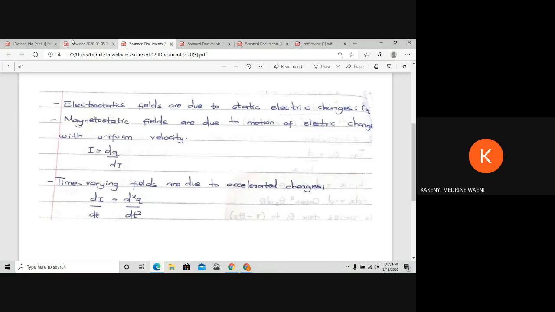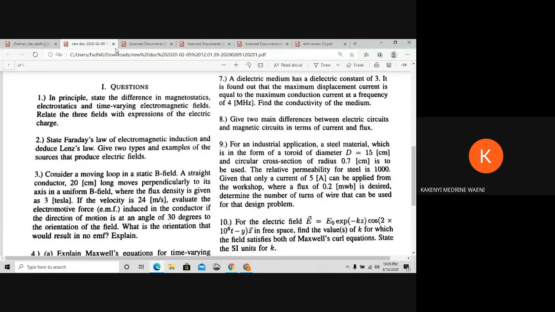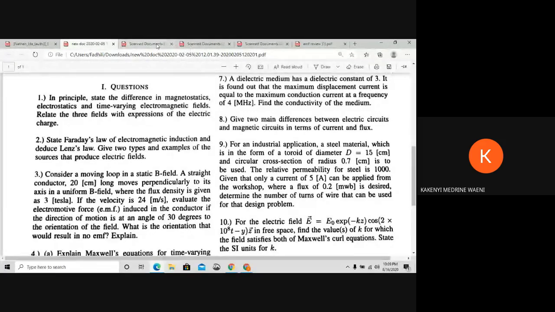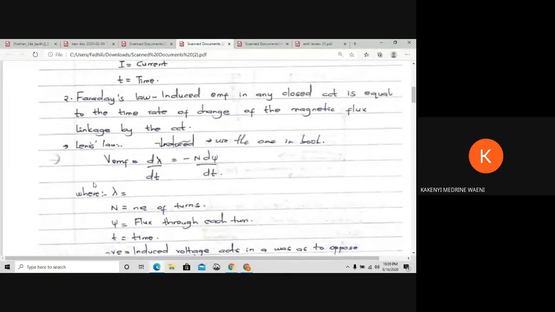Then number 2: state Faraday's law and deduce Lenz's law, and give examples of the sources that produce the electric field. That one is here. Faraday's law states that the induced EMF in any closed circuit is equal to the time rate of change of the magnetic flux linkage by the circuit. And Lenz's law states the induced voltage acts in a way as to oppose the flux producing it.